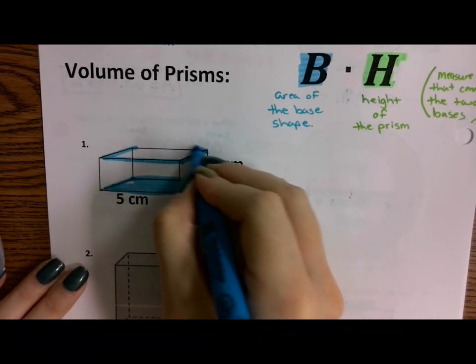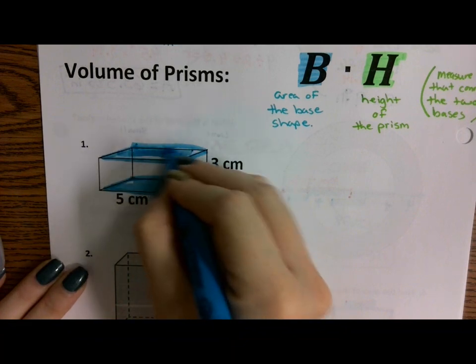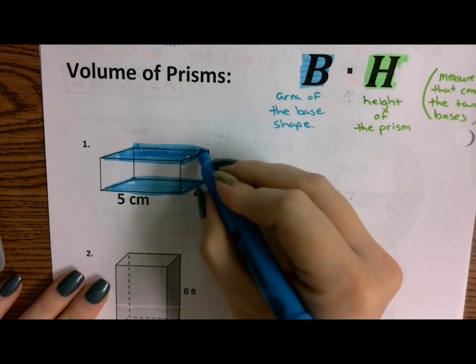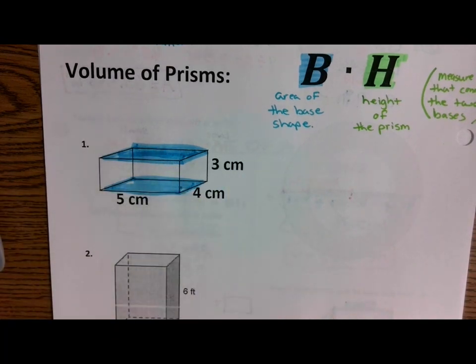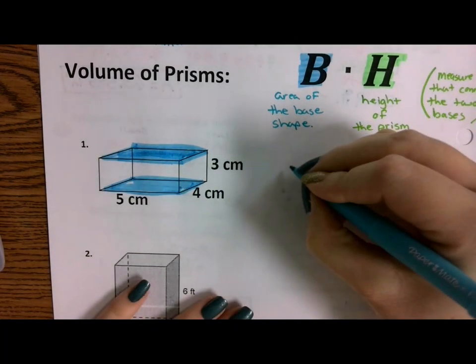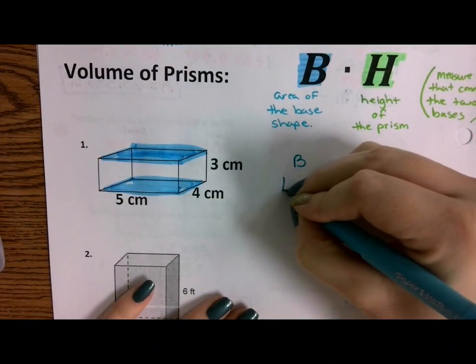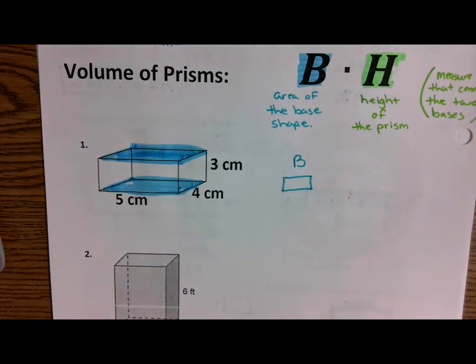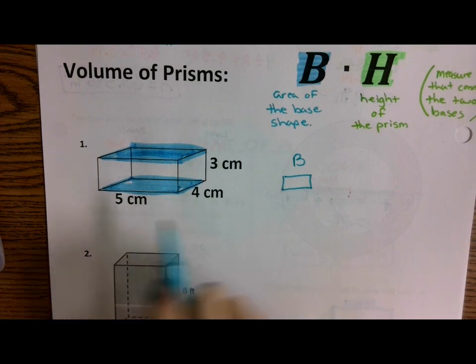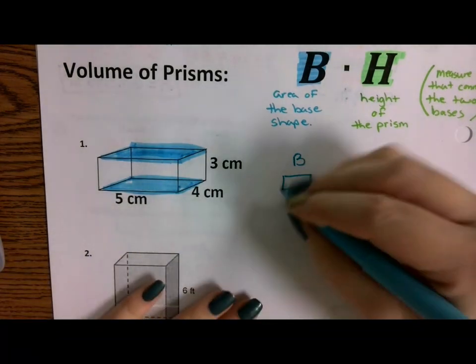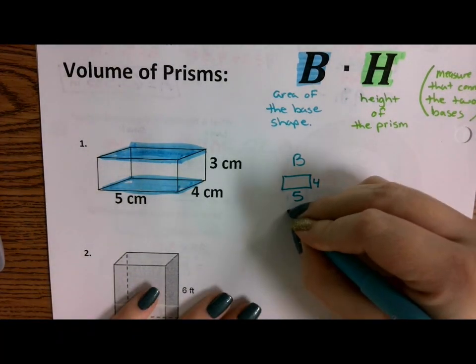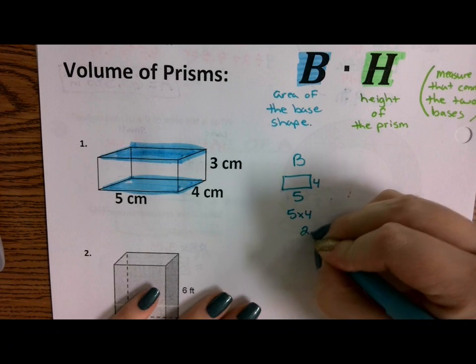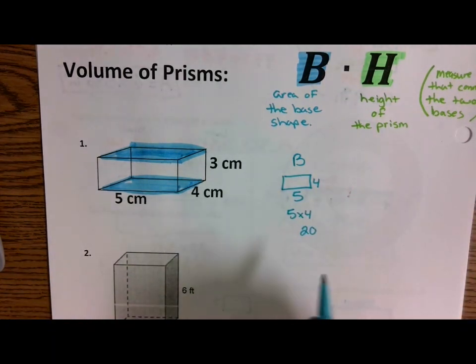So I'm going to go ahead and highlight them in blue. So I have a rectangle on the bottom and I have a rectangle on the top to represent my base. What are the dimensions of my rectangle? 5 by 4, right? It's got a 5 by 4 for the rectangle. So what I'm going to do is multiply that 5 times that 4, and that's going to give me the 20. There is the area of my base shape, the area of my rectangle.